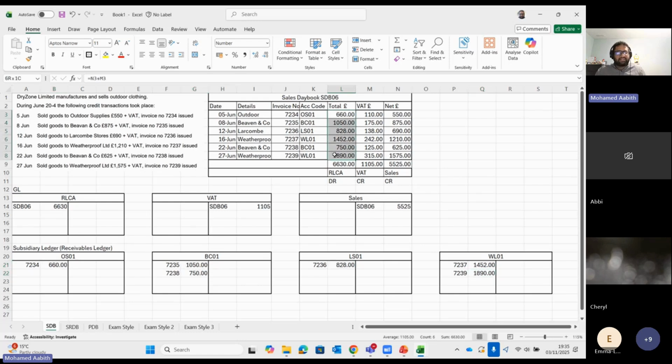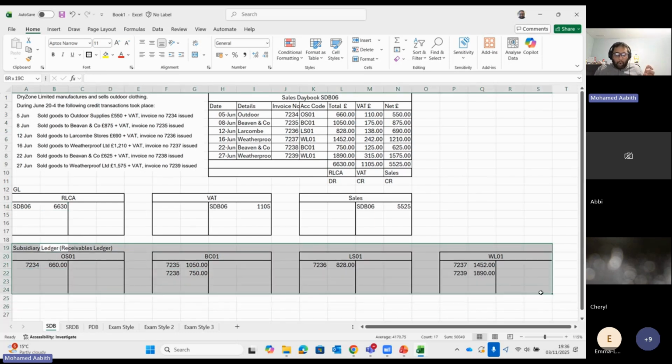Can you see these are the 6 numbers we entered there, and if you add them all together, we get 6,630. Can you also notice they're all on the debit side? So it is basically a carbon copy of your RLCA. That means at the end of every period, these numbers should match what's in your subsidiary ledger, all of these individual customer accounts.